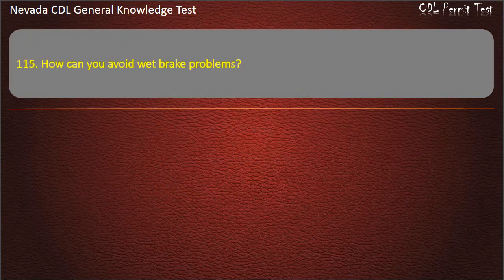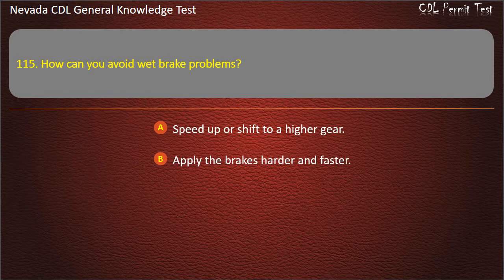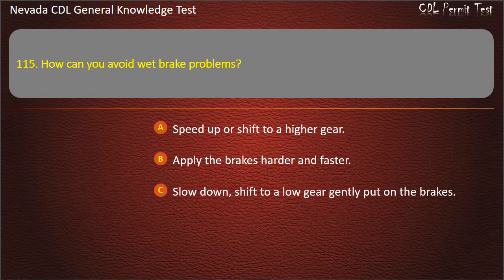Question 115. How can you avoid wet brake problems? Speed up or shift to a higher gear. Apply the brakes harder and faster. Slow down, shift to a low gear, gently put on the brakes. Answer. Slow down, shift to a low gear, gently put on the brakes.